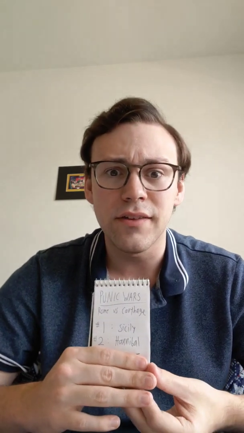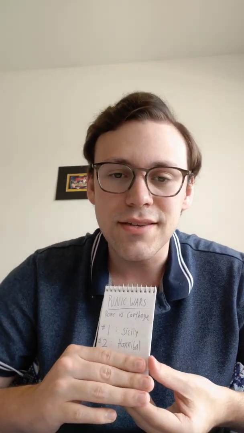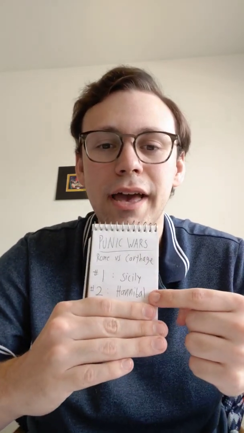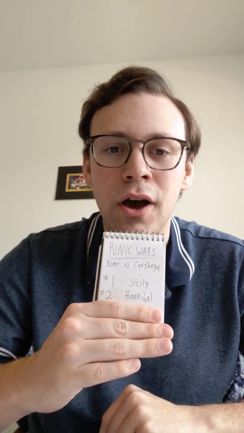When they show up to Rome, the Romans are completely surprised. It takes them years to learn how to fight back, but eventually they do. They learn how to beat the elephants. They beat Hannibal, and the Romans win the Second Punic War. So, Rome 2, Carthage nothing. That's the end of the series, right?